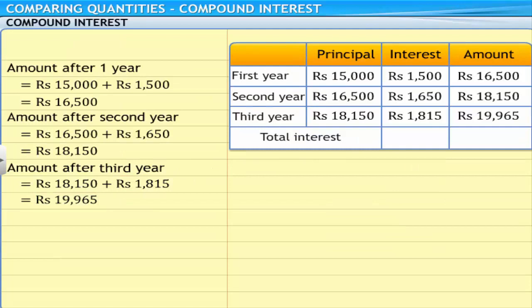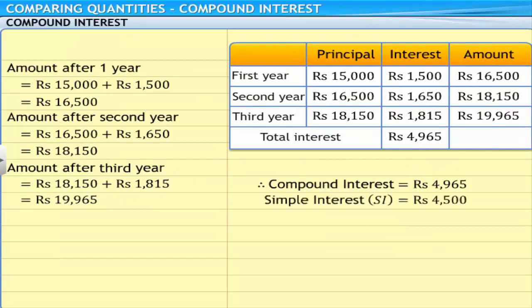So after 3 years, the total interest will be the sum of interests at the end of the first, second, and third years. Therefore, after 3 years, the bank will pay an interest of rupees 4,965. This is the compound interest. Notice that compound interest calculated is more than the simple interest on the same amount of money deposited.